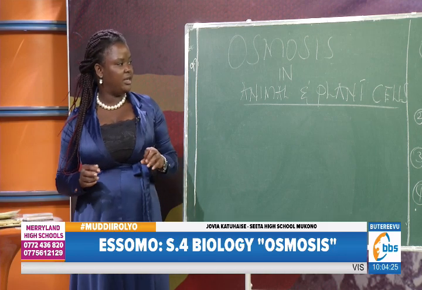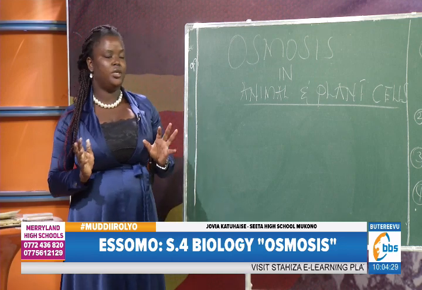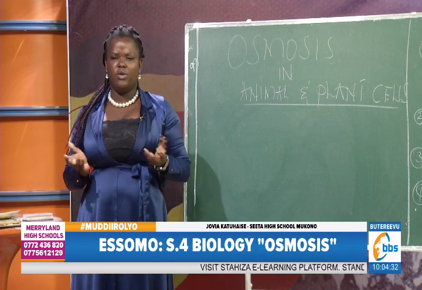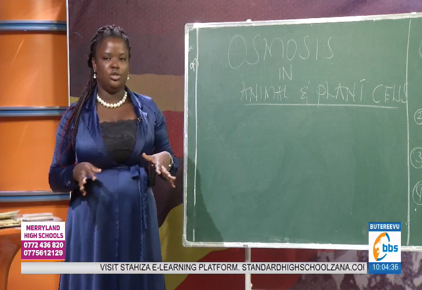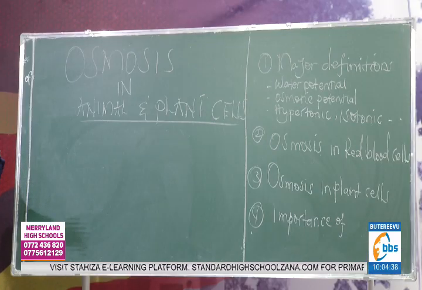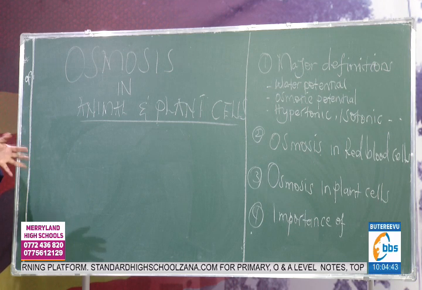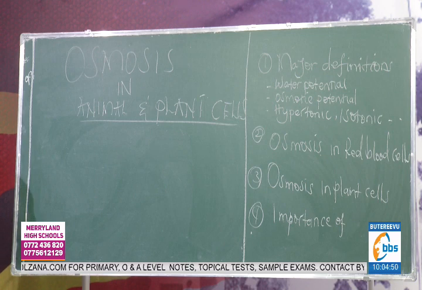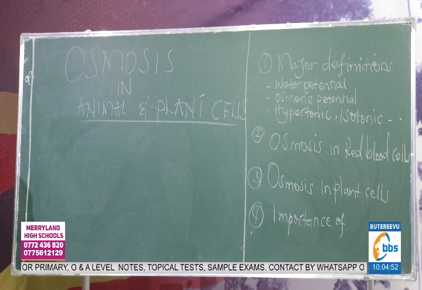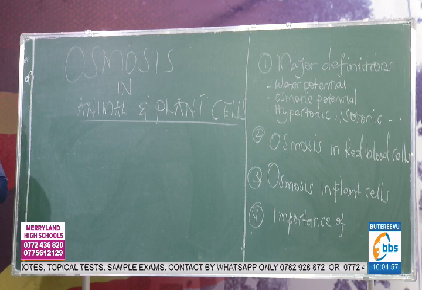As I promised last time, today we are going to look at the effect of osmosis in plant and animal cells. Why should we study osmosis? The last time I was here, we looked at the major definitions of osmosis, what osmosis is, the major definitions such as hypertonic, isotonic, hypotonic, water potential, osmotic potential, and then we summed it all up by looking at the significance or the importance of osmosis in nature or in life.